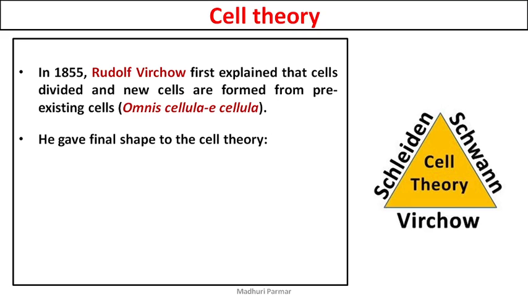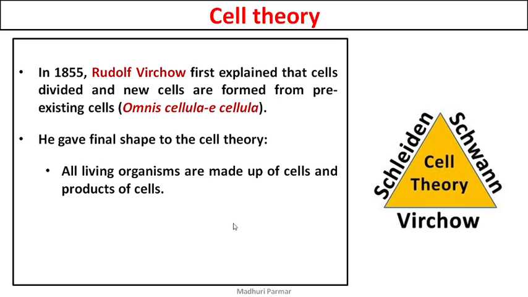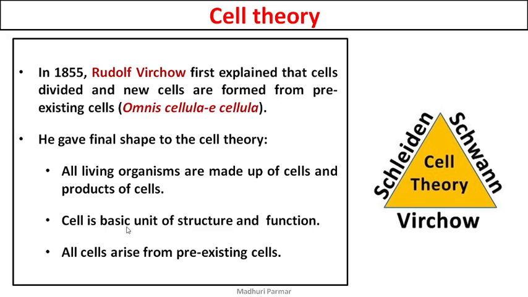He gave the final shape to the cell theory, and now Schleiden, Schwann, and Virchow gave a unified cell theory, which is made up of three statements. All living organisms are made up of cells and are products of cells. Cell is the basic unit, the structural and functional unit. All cells come from pre-existing cells. The cells which are already existing, from those the new cells are arising. Clear?